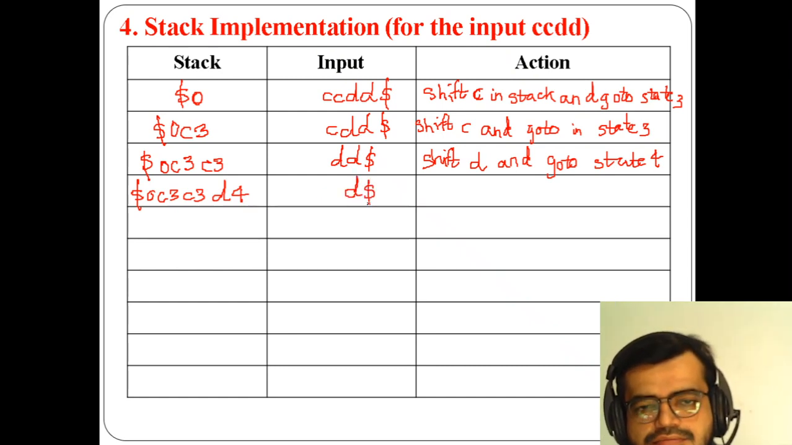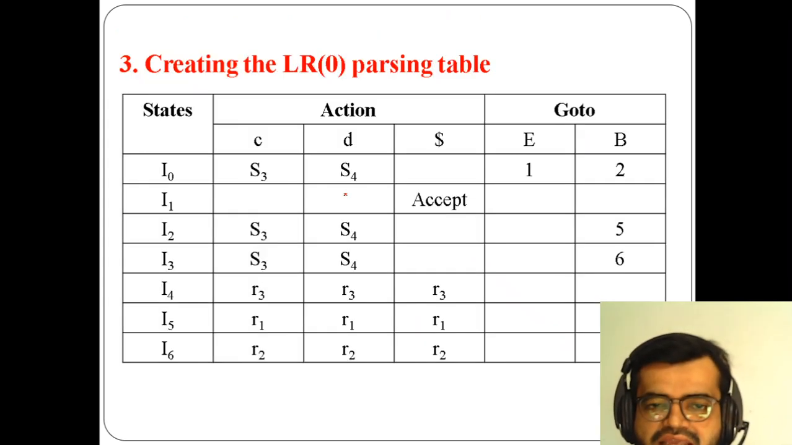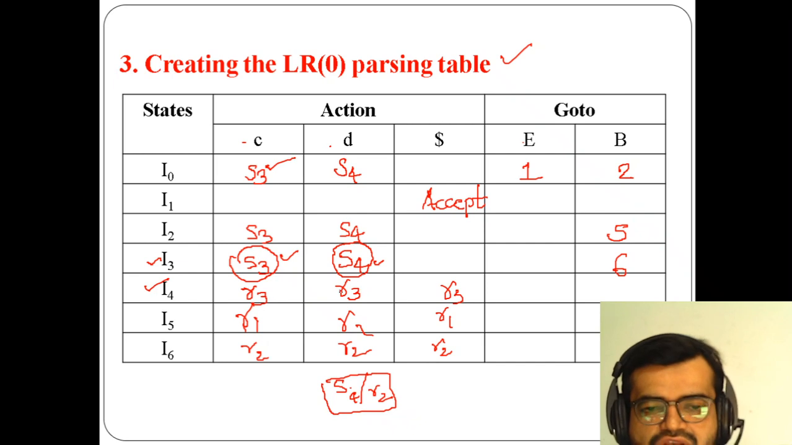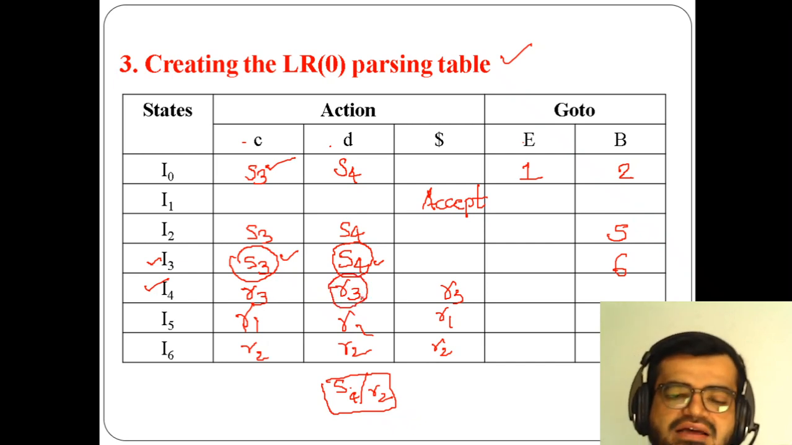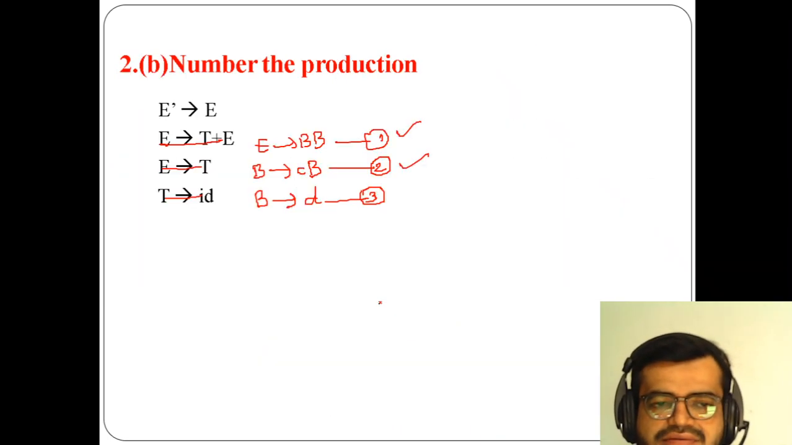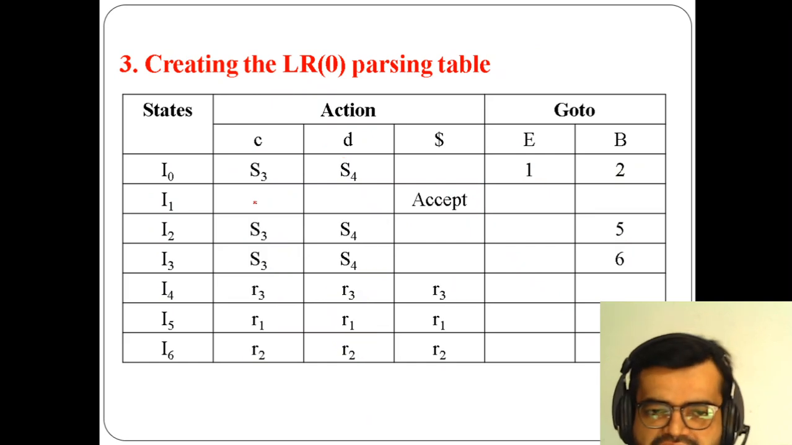D dollar. Now if you go to the fourth state and check with the symbol D, you will find that you are using the reduce operation for R3. What is R3? R3 means this production, which will be used to reduce, that means D will be replaced with capital B.